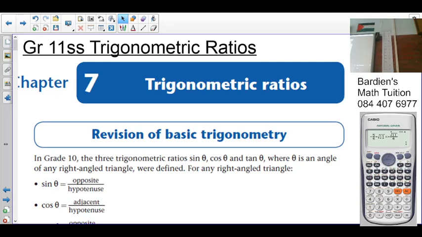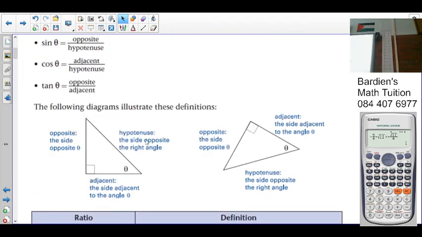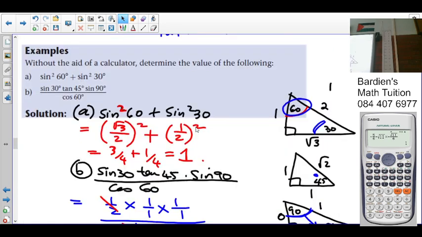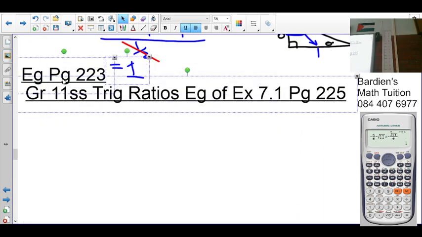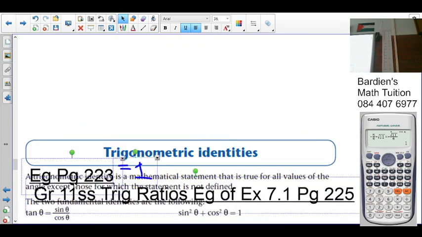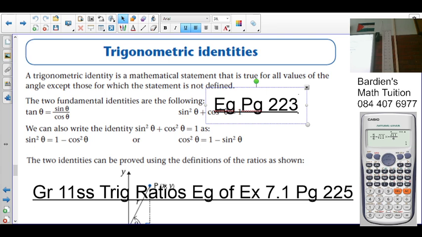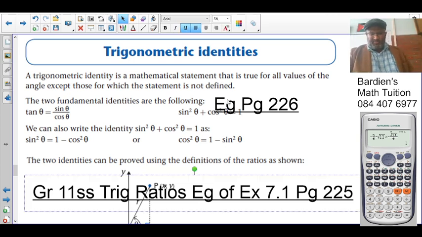Okay, good morning, class. Today we're looking at trigonometric ratios, and we're looking at examples for exercise 7.2. We're reading from which page? 226. Exercise 7.2 is on which page? 227.